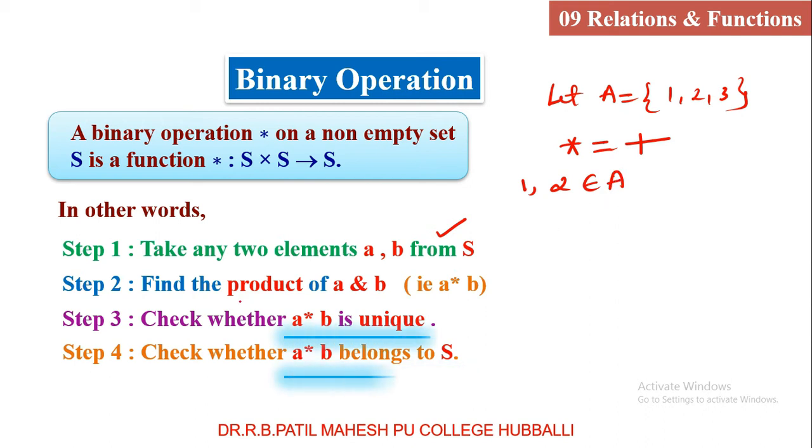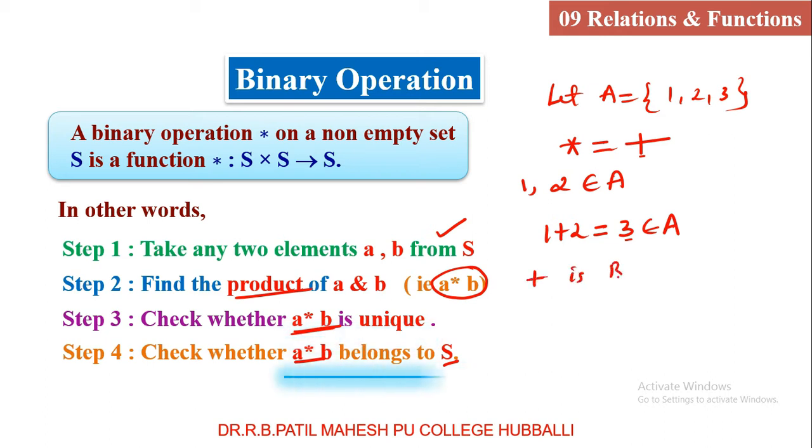Find the product, meaning find A star B. My operation is plus here. So I am finding 1 plus 2, which is equal to 3. Check whether A star B is unique or not. Yes, 3 is unique. Then check whether A star B belongs to S or not. Definitely 3 belongs to the set. Hence plus is a binary operation on the set A. That you have to write. Compulsorily you have to write on which set the operation is a binary operation. Here plus is a binary operation on the set A. So this is one example.